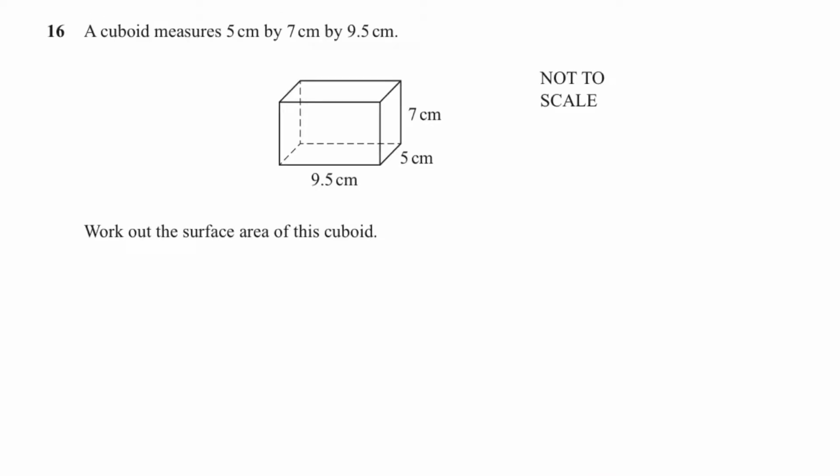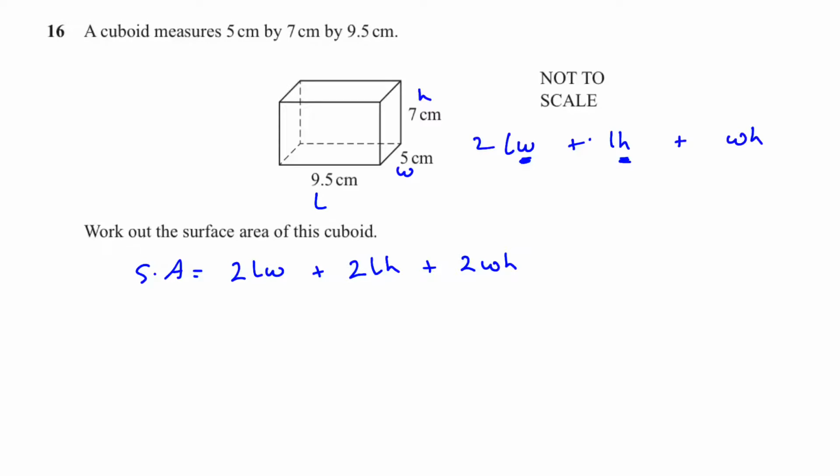Question number 16. We have been given a cuboid with the 3 sides and we have to find the surface area. To find the surface area, you must memorize this rule. 2 times length width plus 2 times length height plus 2 times width height. I'll teach you in an easy way how to do it. You know that this is your length, this is your width, and this is your height. So first write length with width and length with height, and then width with height. And just put a 2 in front of everything.